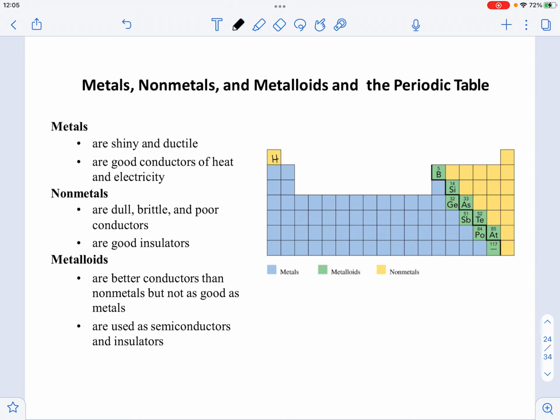What I encourage my students to do is just to know which elements are metalloids. Because once you know the ones that are metalloids, to the right of the metalloids, including hydrogen, which is right here, all of those are nonmetals. Anything to the left of the metalloids are all metal elements, and that is the end of the story.